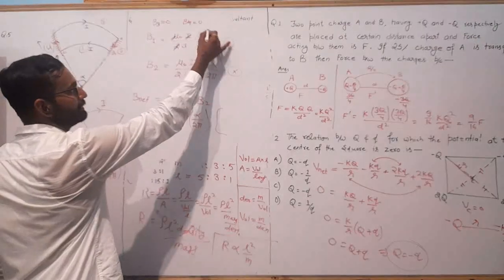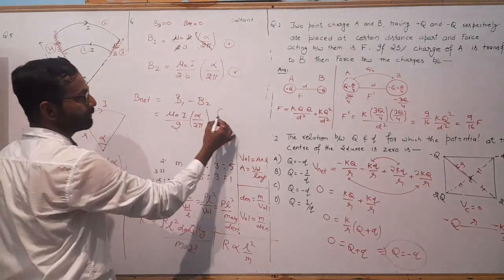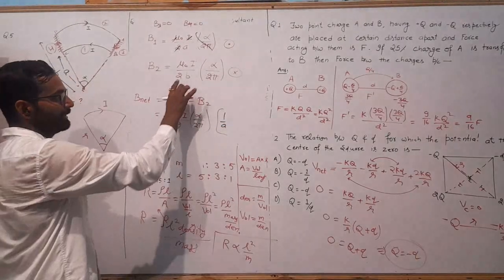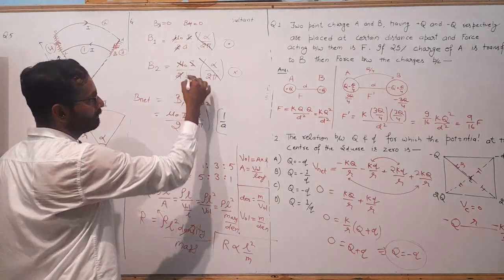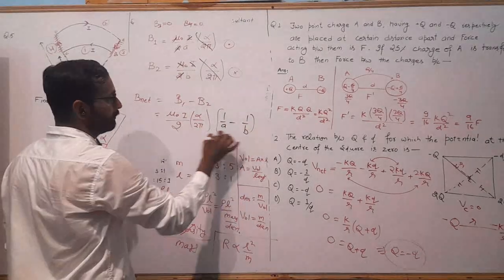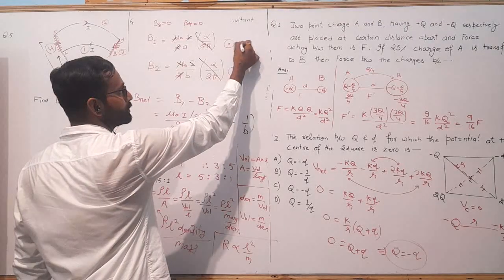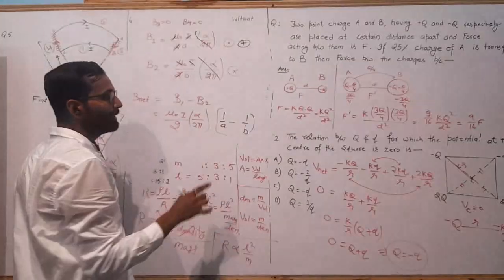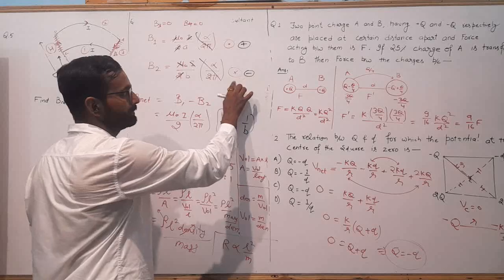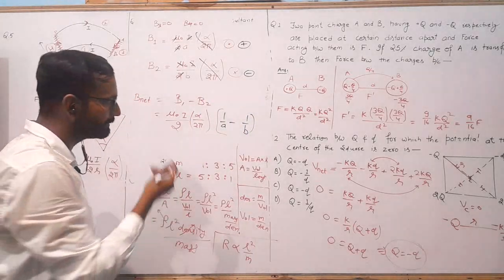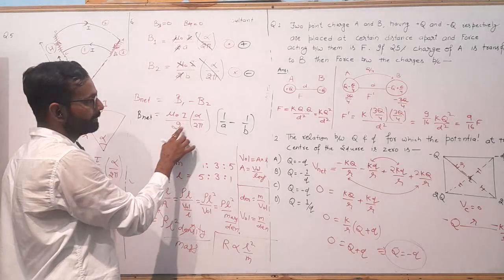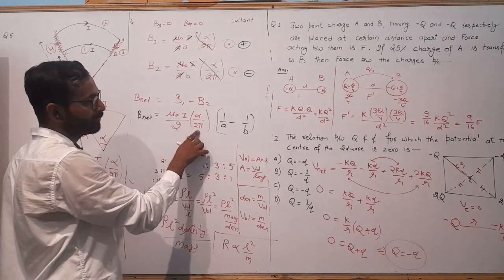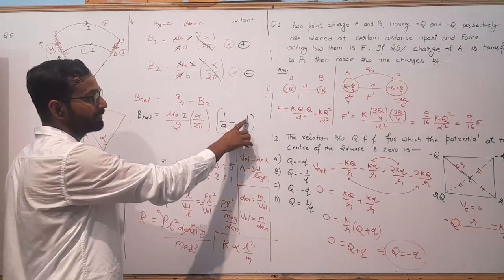Taking these common things out, only 1 upon 8 remains, so we write 1 upon 8. Similarly here, these are common and 1 upon b is left. If we take this side as positive, then we automatically take the negative of the other side. So B net will be mu naught I alpha upon 4 pi, in bracket 1 upon a minus 1 upon b.